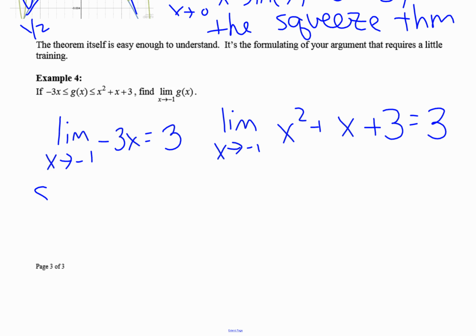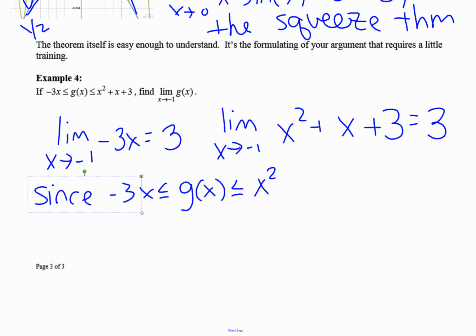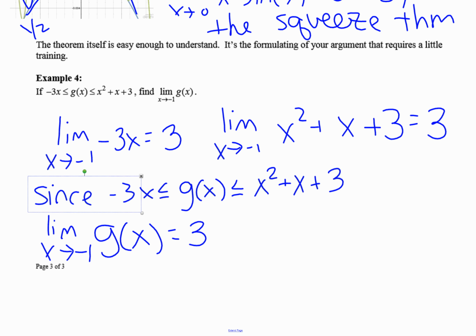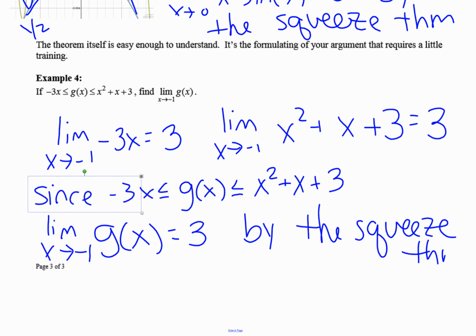So since g of x is contained between these two equations, the limit as x approaches negative 1 of g of x equals 3 by the squeeze theorem, or sandwich. There you go. That's it.